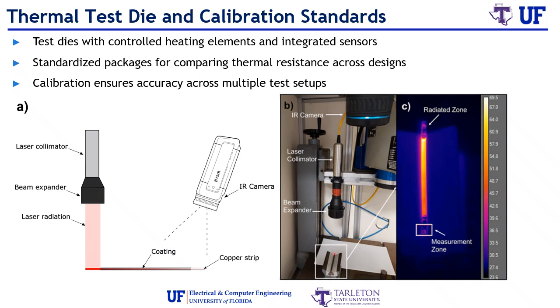In practice, calibration often involves aligning IR camera readings, verifying laser alignment, and validating heat distribution across a controlled target surface. The images here show a laser-based calibration setup. In Figure A, a laser collimator and a beam expander generate a uniform heat zone on a copper strip. Figure B shows the actual setup, and Figure C displays the thermal image, highlighting the radiated and measurement zones used to verify system accuracy. Together, these methods establish a reliable foundation for all subsequent thermal testing and characterization work.